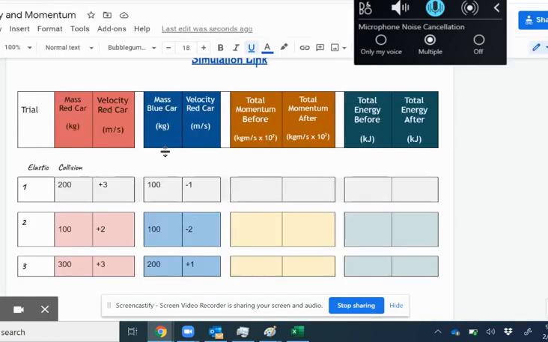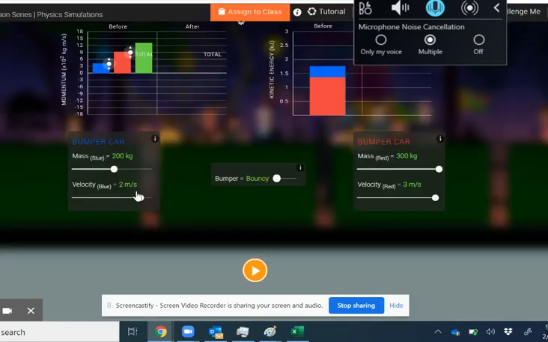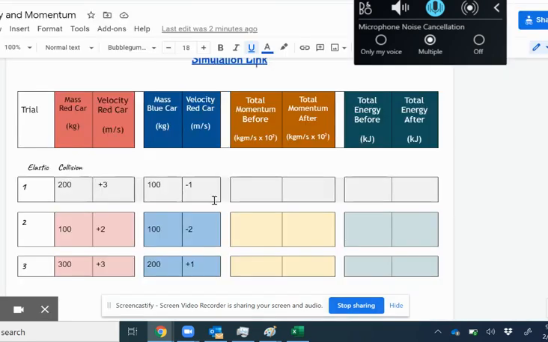Okay. The blue car is 200 and moving at plus 1. 200, plus 1. Okay. So I have both my bumper cars, a red bumper car and a blue bumper car. They're both moving to the right, but one of them is moving tremendously faster.